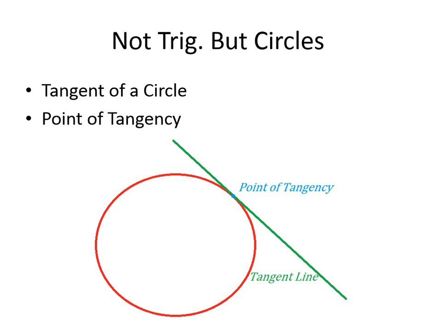So here's your tangent line. That green line is your tangent line, and that blue point right here is your point of tangency. It touches at that one point. If it touches at more than one point, it's not a tangent line.